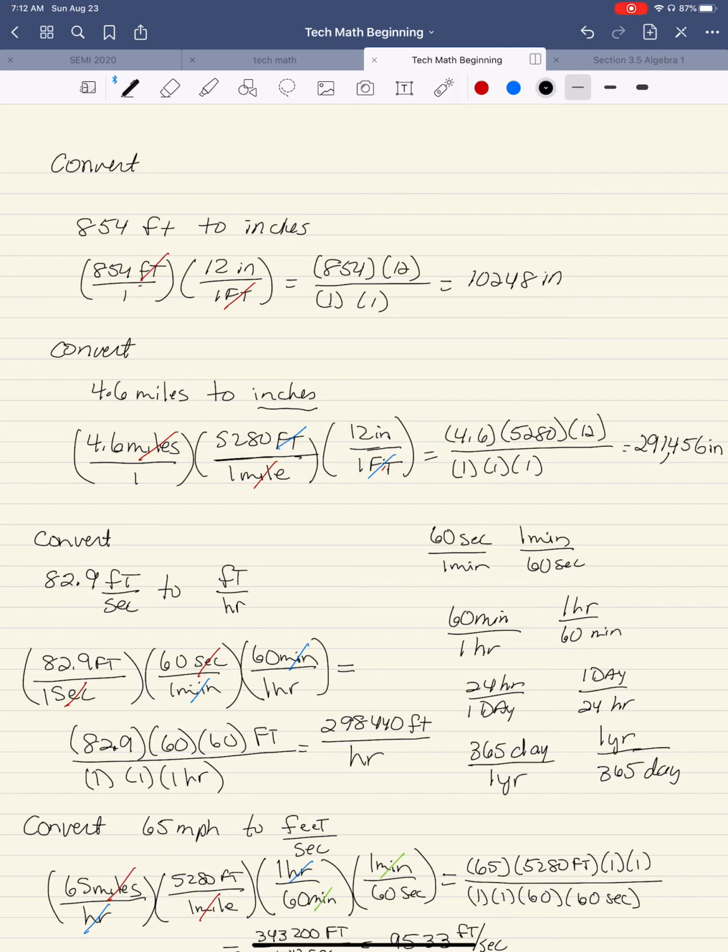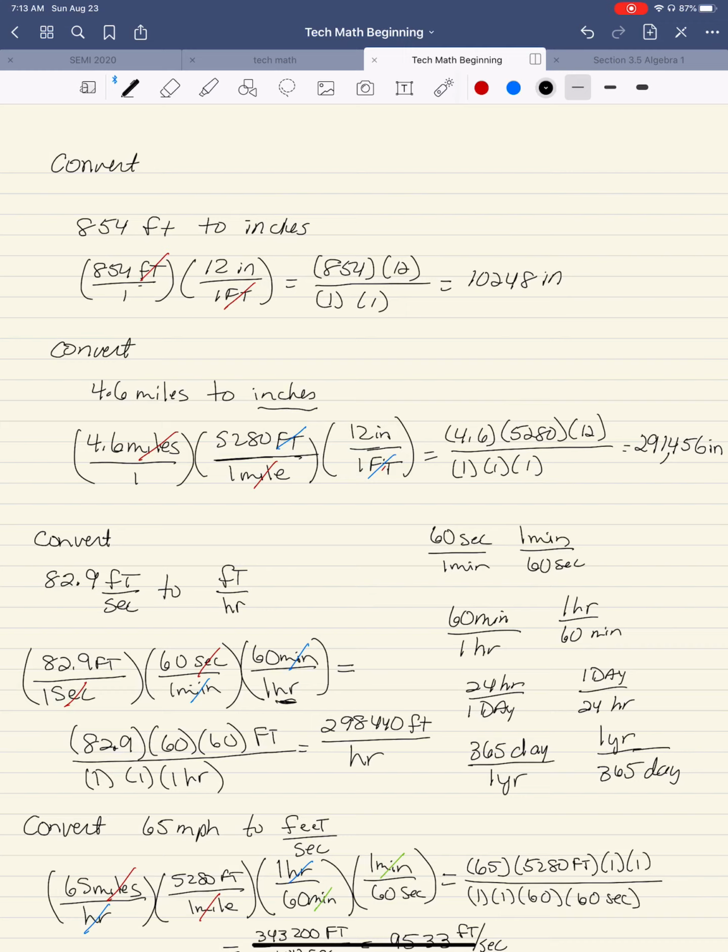Minutes cancel. And your final answer is going to be 82.9 times 60 times 60. And again, the denominator still all has ones, but you also have an hour in the denominator too. So when you multiply this all out, you get 298,440 feet per hour.